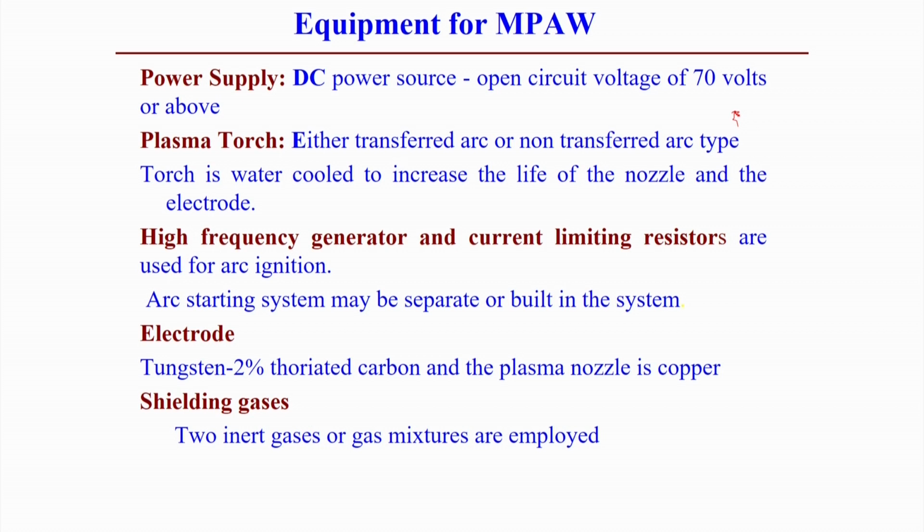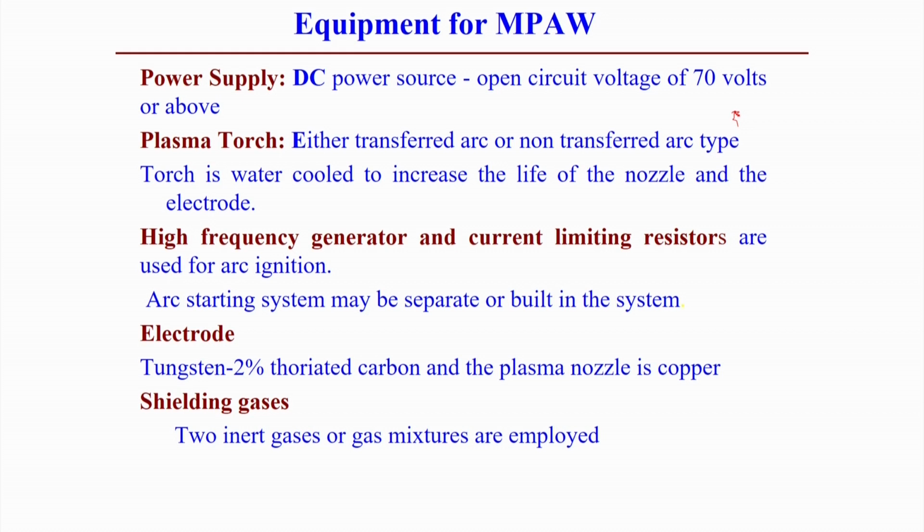Now, what are the different equipments of the microplasma arc welding process? First is the power supply, a DC power source, with open circuit voltage around 70 volts or above. Then a plasma torch. The torch can be transfer arc type or non-transfer arc type, and in most cases the torch is water cooled to increase the life of the nozzle and the electrode. A high frequency generator can also be used for arc ignition, and maybe a self starter.